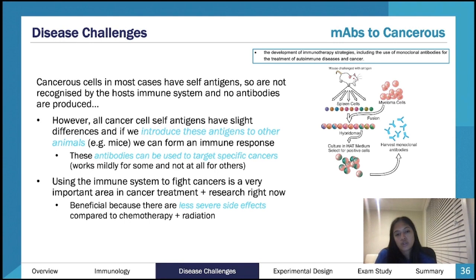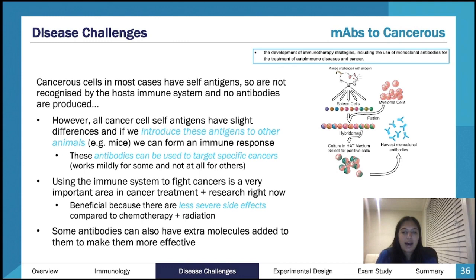But they're really helpful because they're very specific, as you guys know. I've been using the word specific about a billion times. Again, use it in all your short answers. It comes up a lot in bio. But yeah, it's very specific. And compared to chemotherapy and radiation, which just target fast replicating cells in general, it can result in less severe side effects because they're more targeted to cancerous cells as opposed to hair cells or skin cells or stomach cells, stuff like that. Yeah, that's basically the idea there.